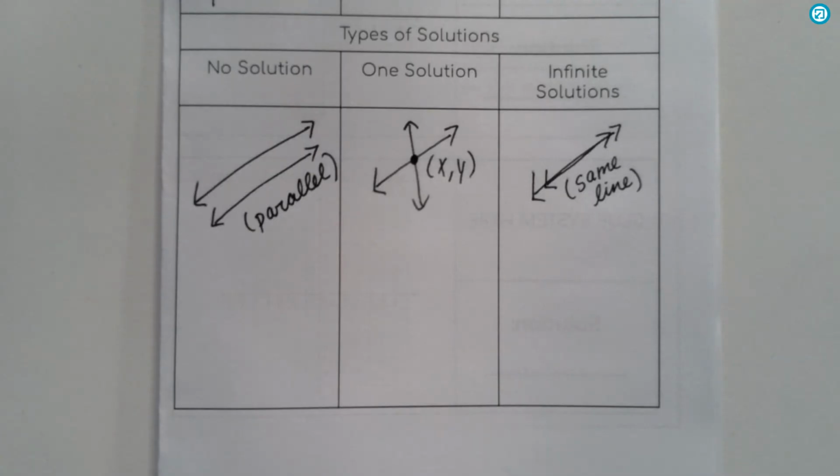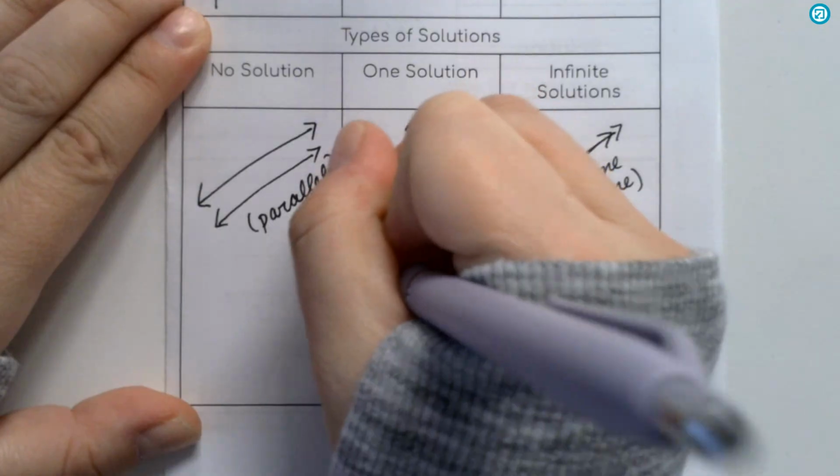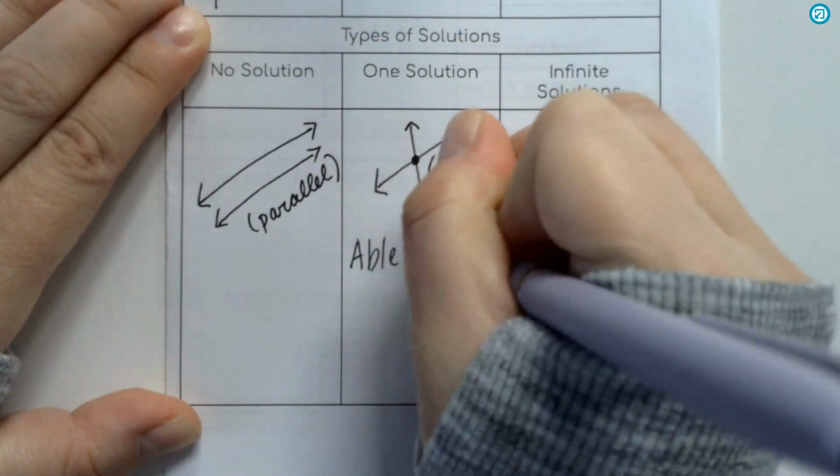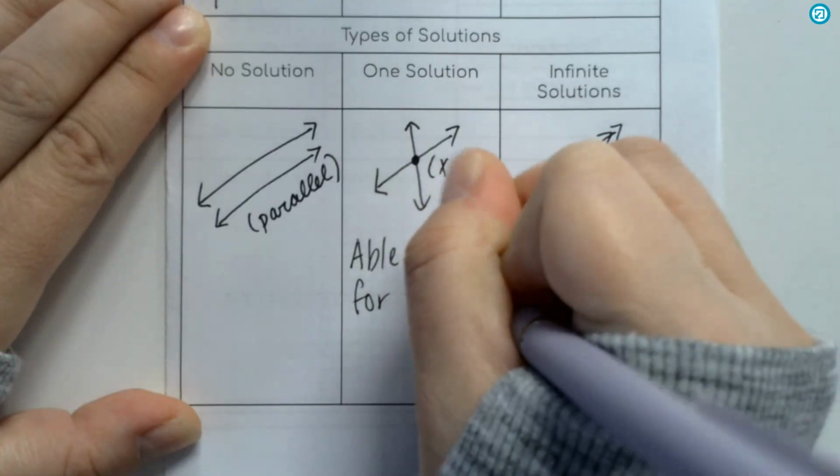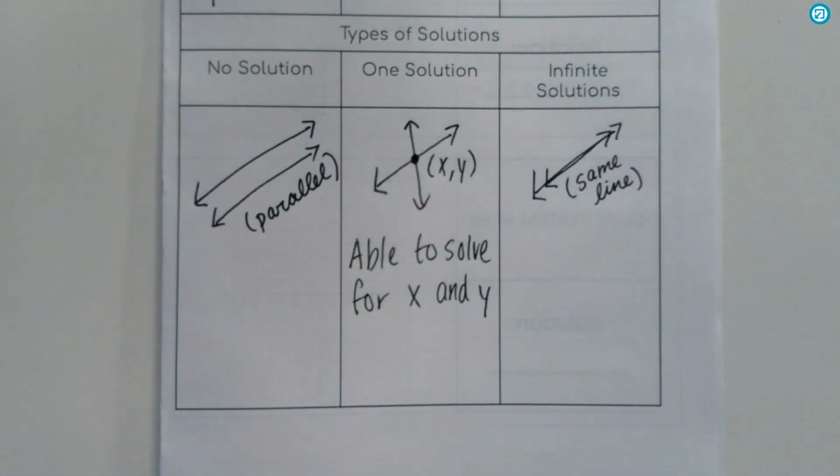Alright. Let's talk about algebraically when we are solving. The most common thing that happens is we get one solution. That's what happens when we are able to solve for x and y. So if you're able to solve out for x and y, then you keep going.